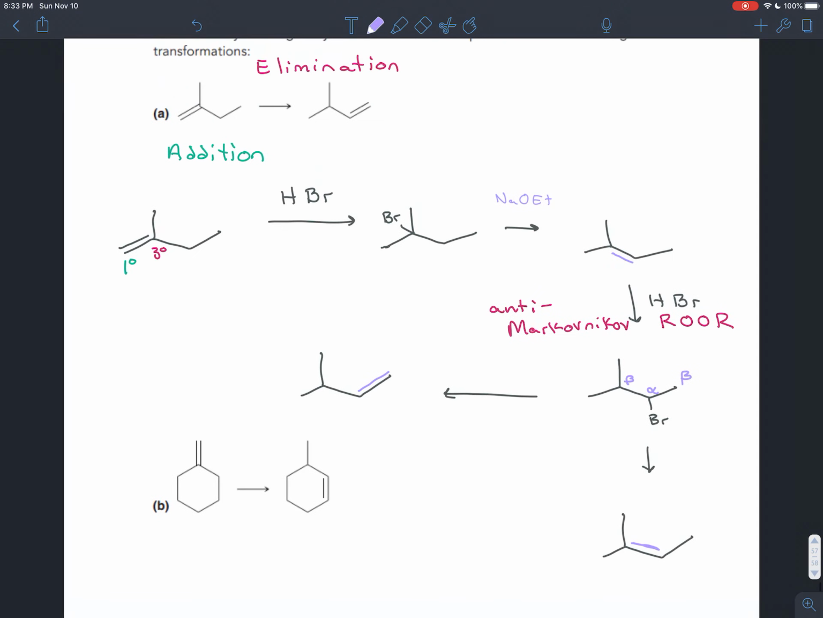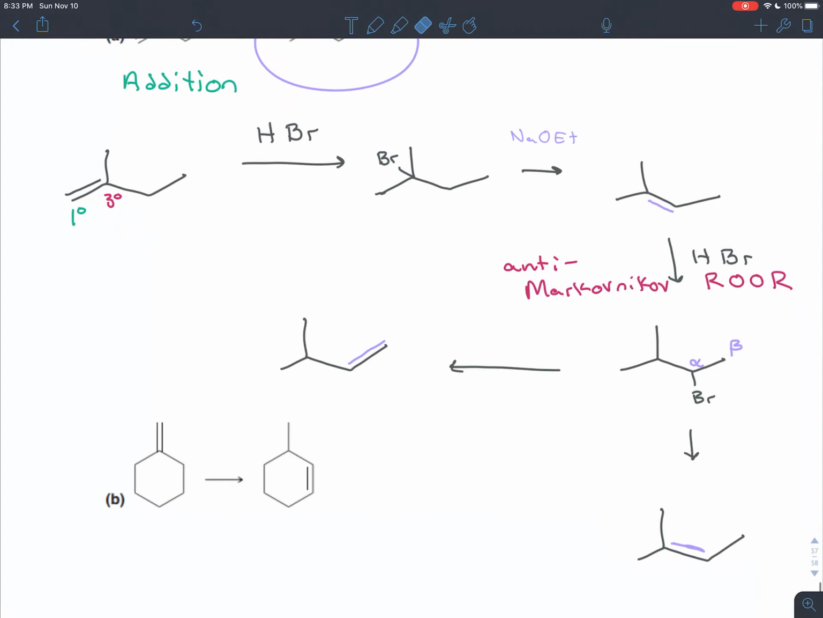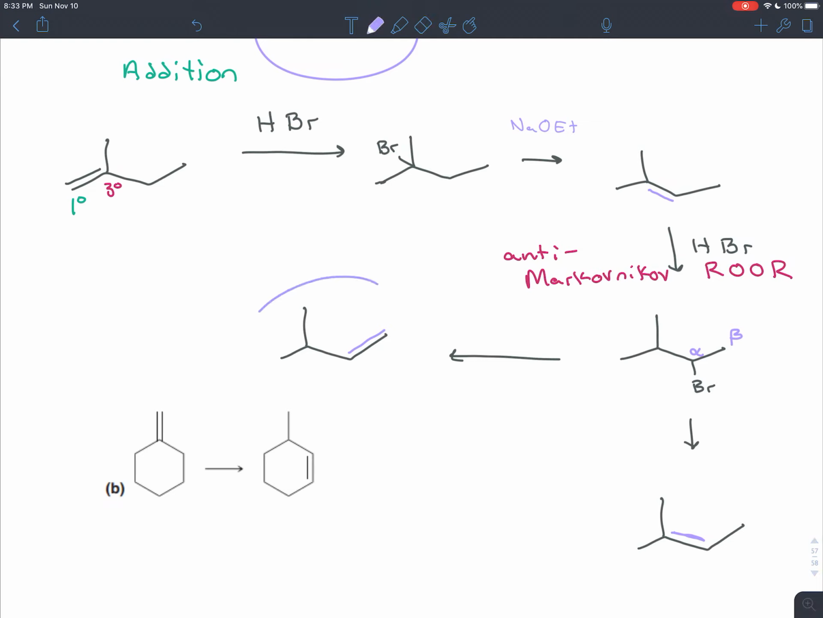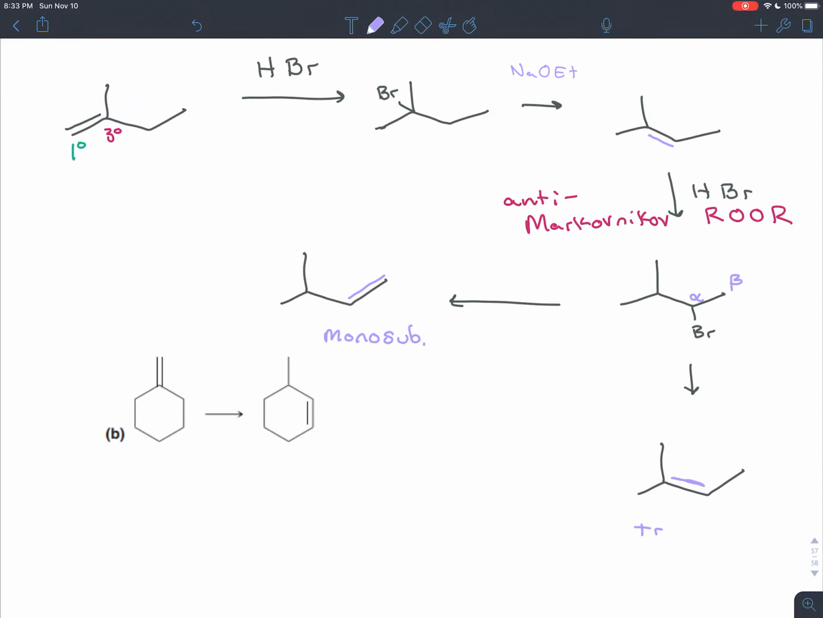Which one do we want? We want to use the beta hydrogen on the right, so not on the left. Now let's think about these two products. The one that we want is only monosubstituted. The pi bond that we don't want is tri-substituted.